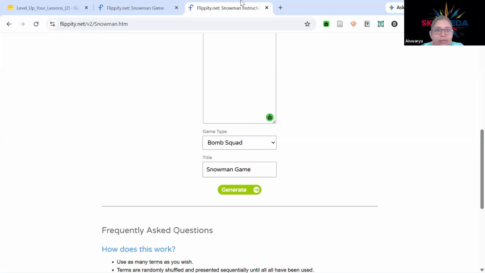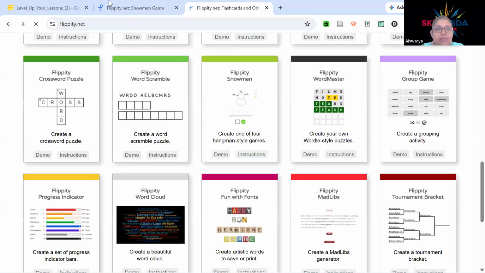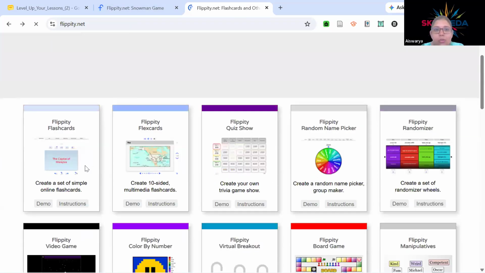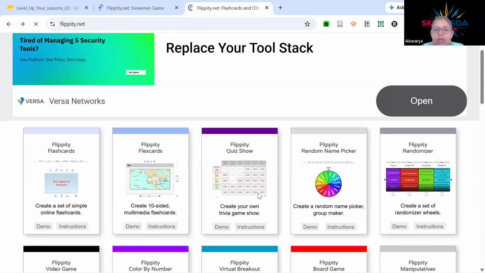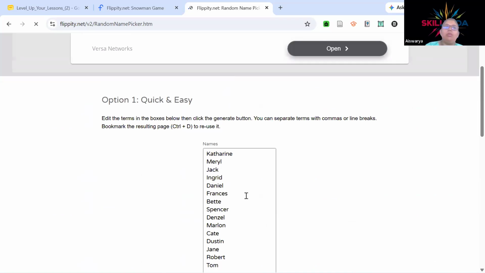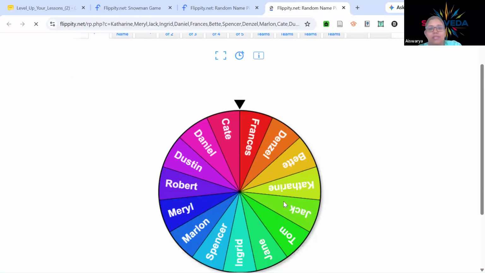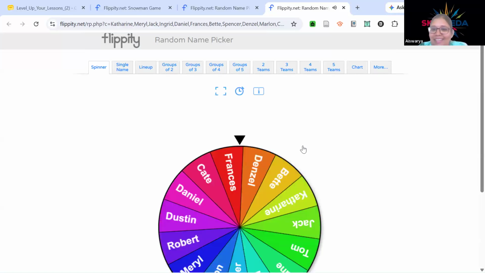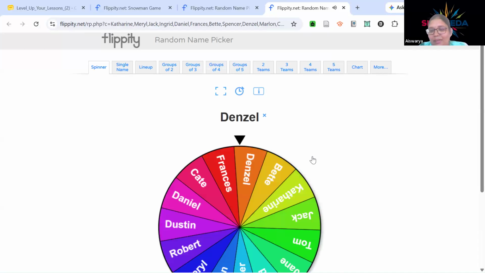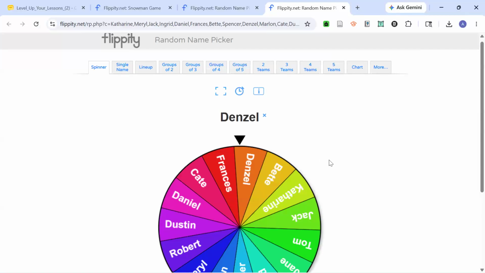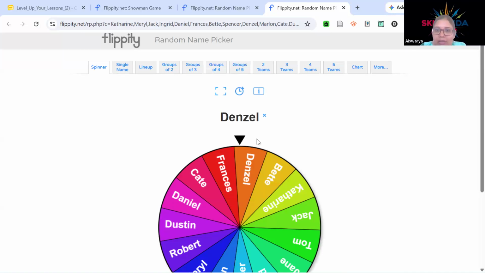I just showed you snowman. There are n number of activities inside Flippity. Like if you want to create a quick flashcard, you can do that. A quiz show, you can do, a Jeopardy style. Or even if you have a lot of students who are not very engaging, or if they are not willing to answer, you can have this quick and easy random name picker as well. Imagine if you have all your students' names here and you just spin it, whosoever name comes, that person has to give the answer. Won't it be great for your students to see their name coming on the board, and they are going to take up their chance? Okay, so this is going to be a great activity for your students.